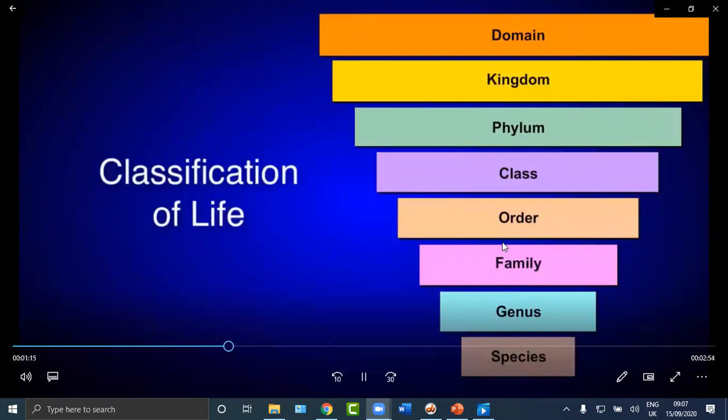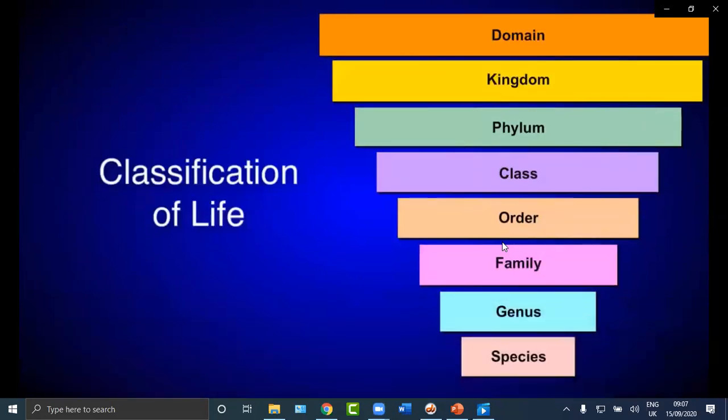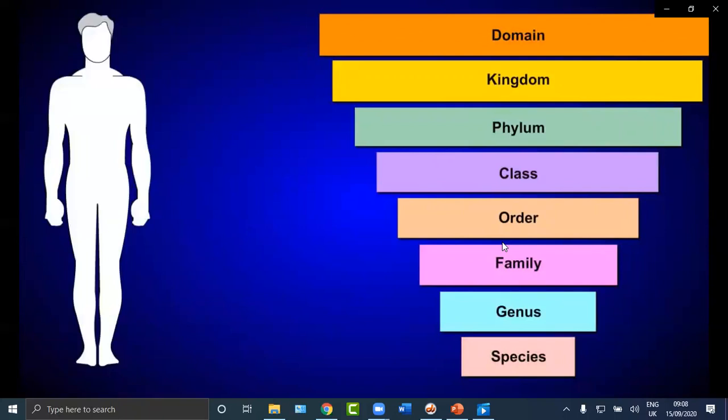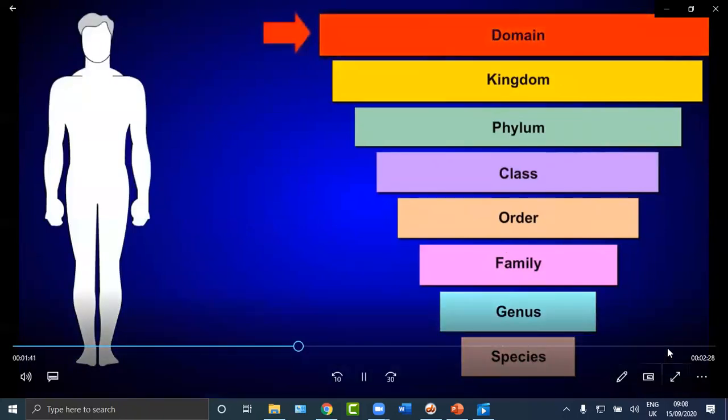Scientists classify all living things in a similar manner. They're organized into different groups based on similarities between their lineage, physiology, and genetic makeup. When classifying organisms, scientists start at the most inclusive, or biggest group, and end at the least inclusive, or smallest group. Let's go ahead and use humans as an example. We'll classify humans all the way from the most inclusive group, domain, to the least inclusive group, species.